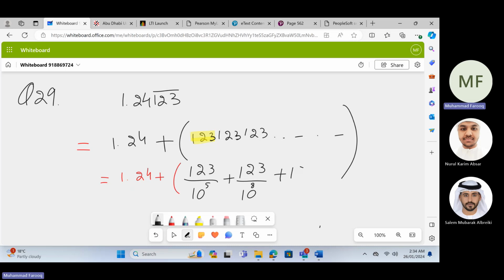So plus the third group, 123 divided by 10 to the power 11, and of course it continues infinitely. Now check: is that a geometric series? Yes. Next, divide by the previous. This is the same one.